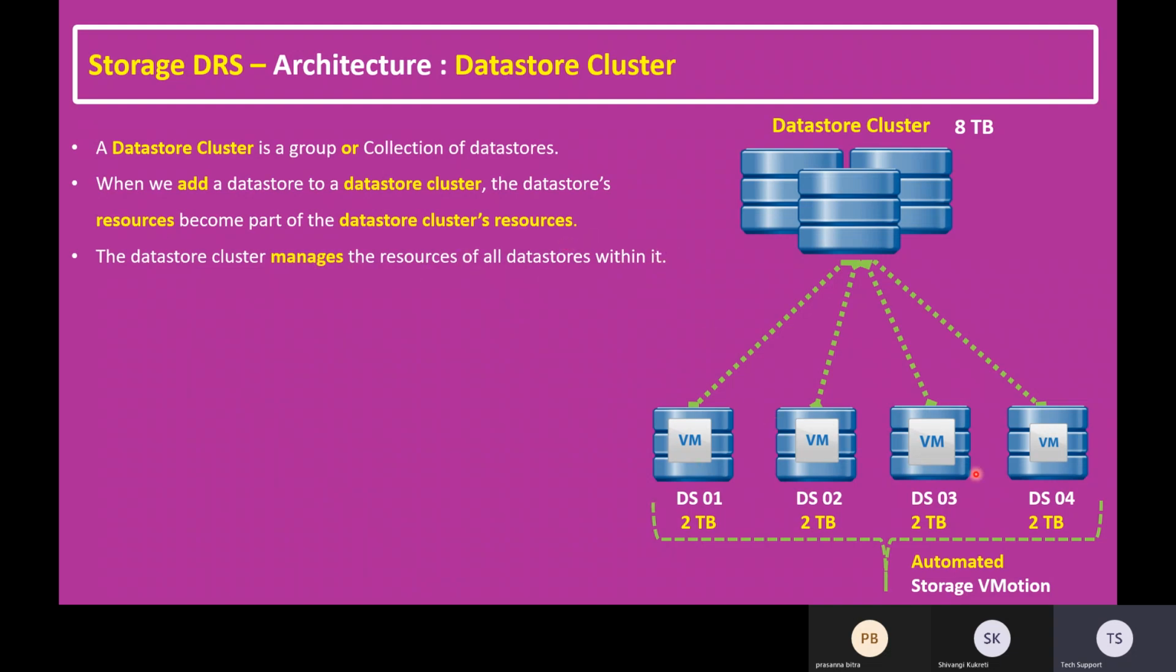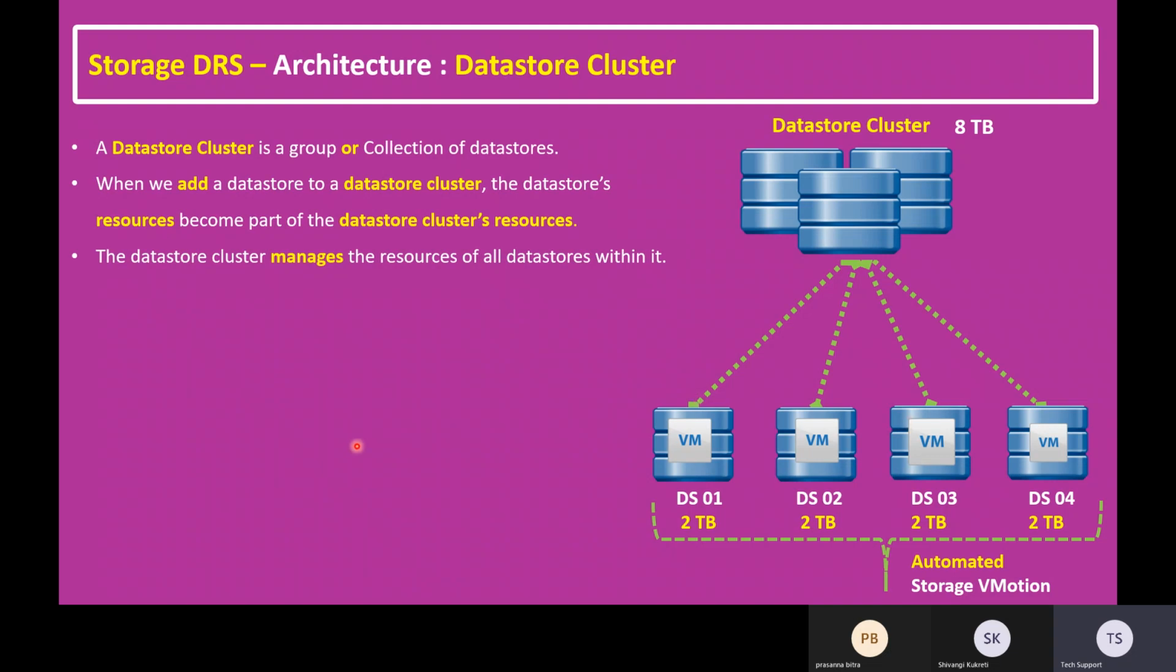Normally in a data store, we store virtual machines, templates, and also ISO files. But in the data store cluster, to balance the resources, it will migrate the virtual machine files from one data store to another data store, but only the virtual machine data. That means VMDK files will move from one data store to another whenever a data store is overloaded.